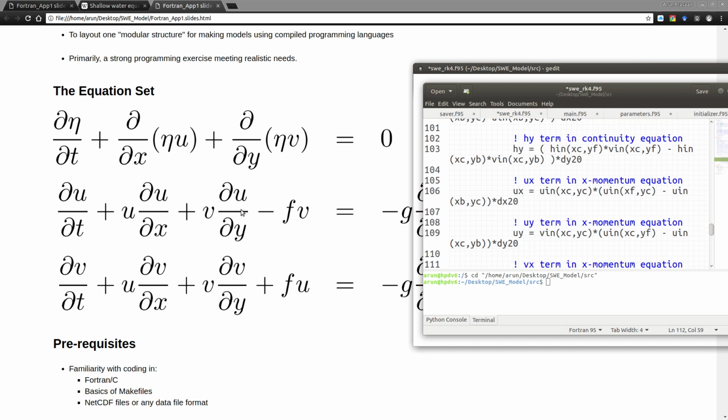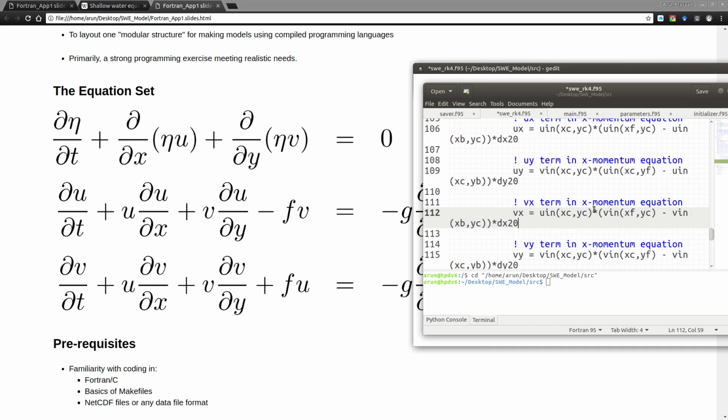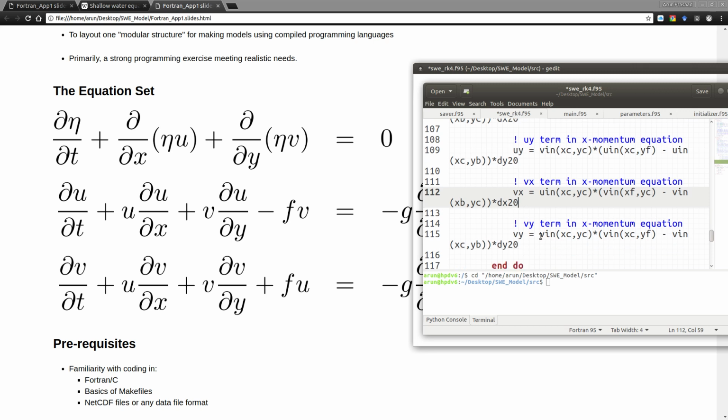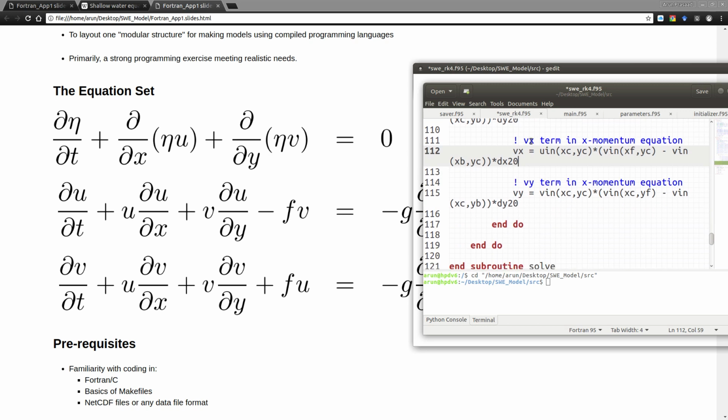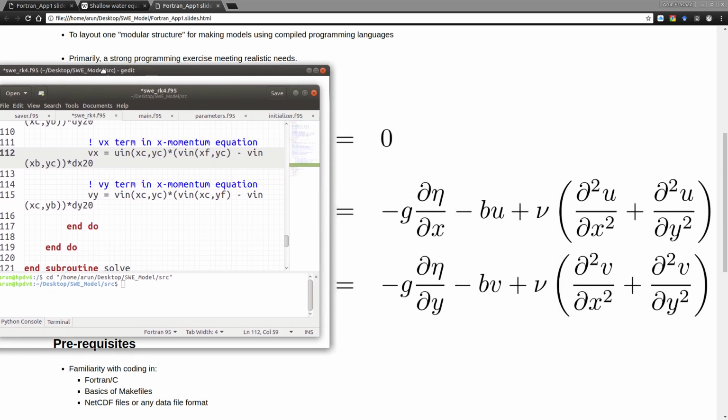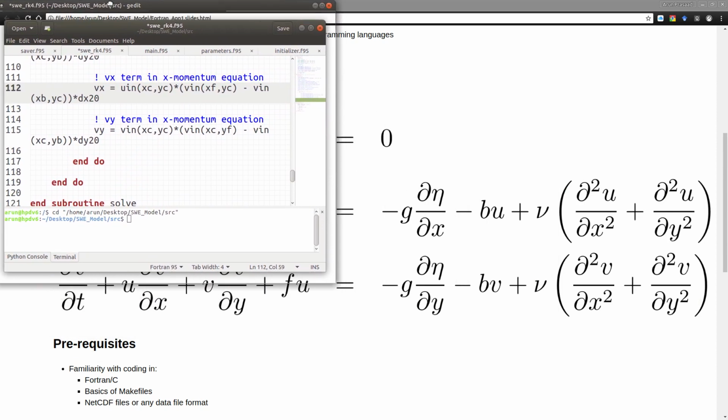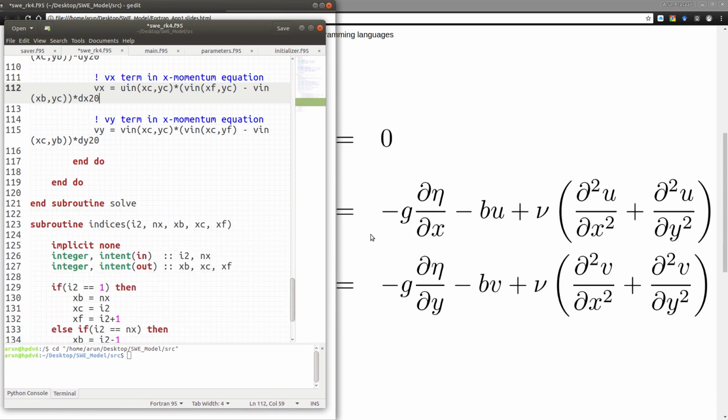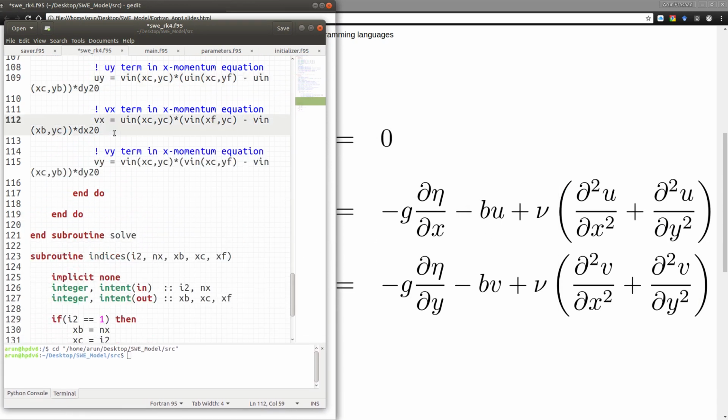Similarly, this is uy, so that's why you have the v velocity in front of it. And similarly this term is vx, so that's why you have the u velocity here, and we're taking the derivative of v velocity with respect to x. And this is vy, so that's why we're taking the v velocity here and then the derivative with respect to y. Now I'm going to keep this as it is, so that you can cross verify with these terms as I write the remaining terms.